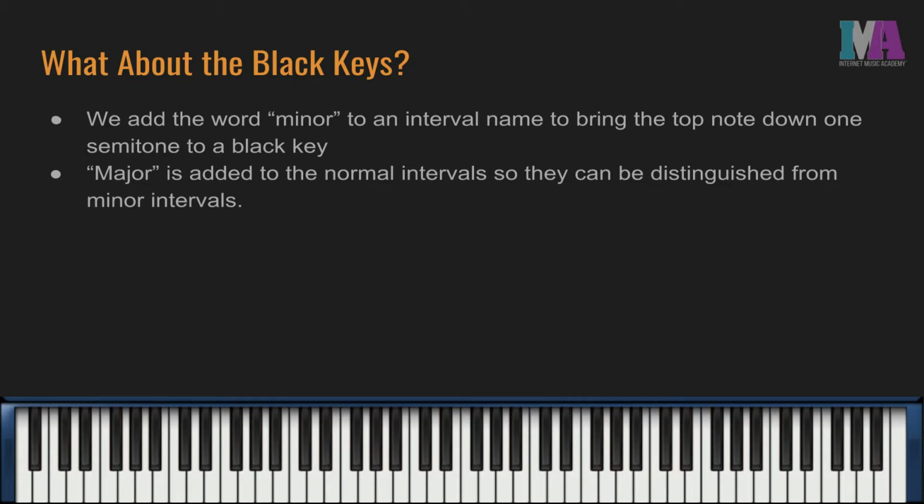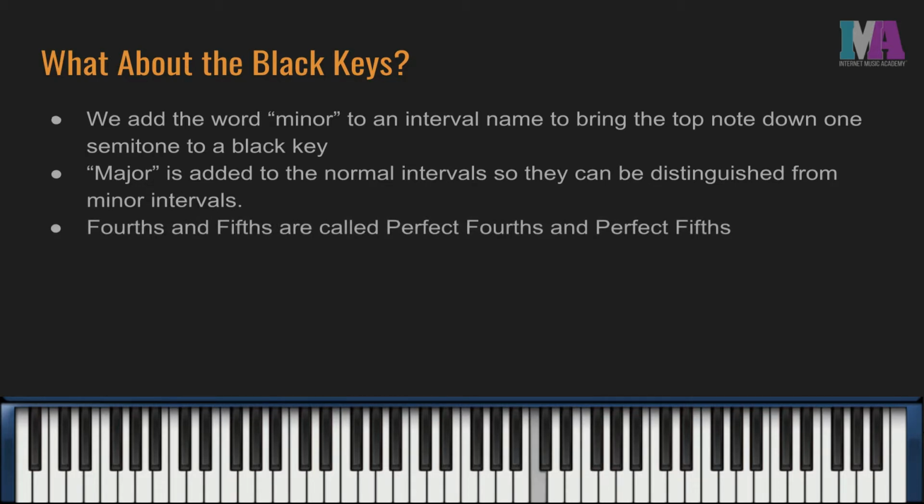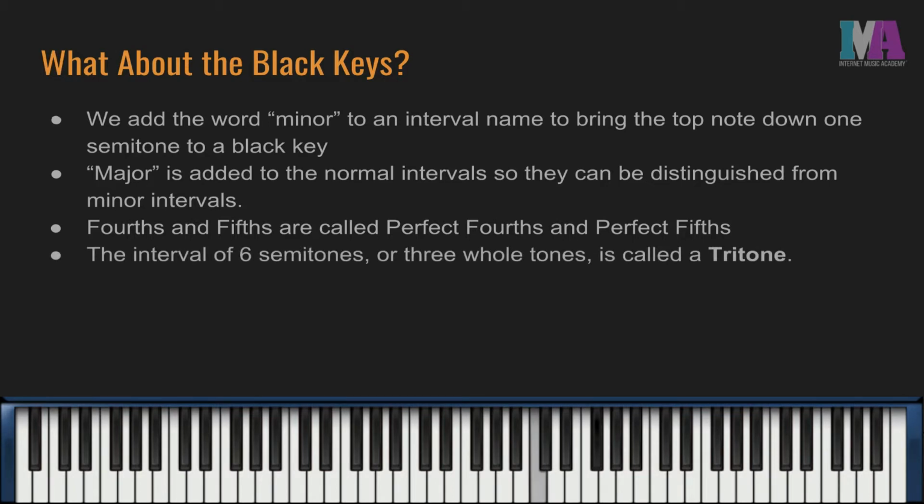There are 3 intervals that do not get named as major or minor, however. These are the 4th, the 5th, and the interval that falls right between the two. The 4th, C to F, and the 5th, C to G, are called perfect because of the way that their frequencies mathematically align.